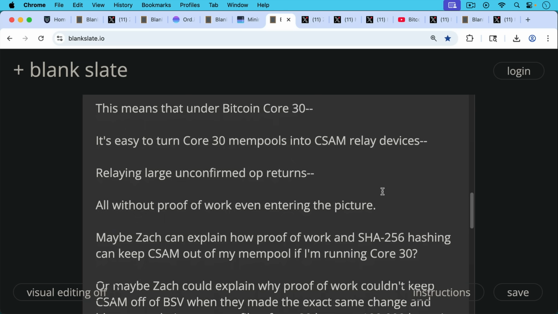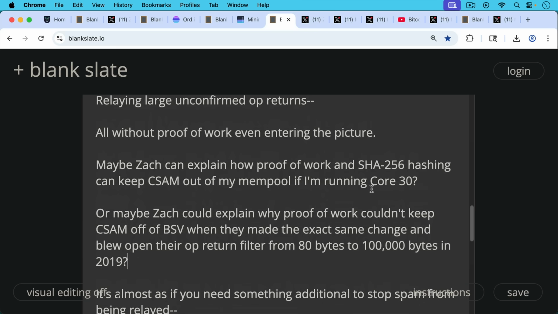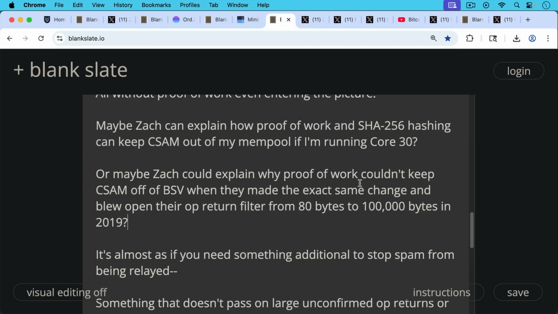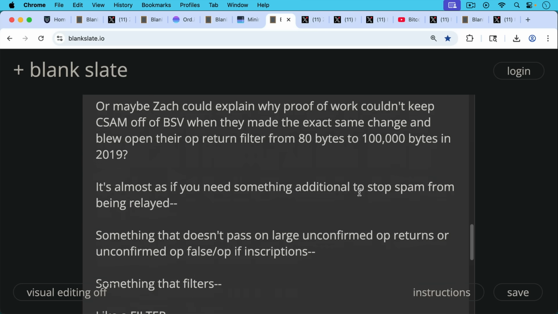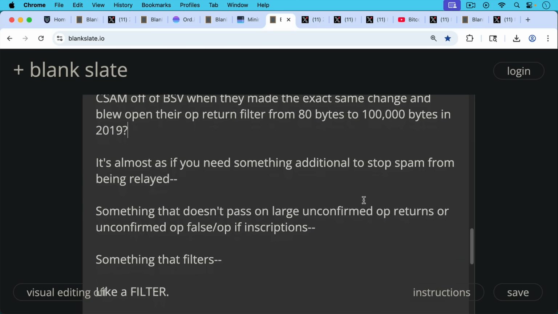So maybe Zach can explain how proof of work and SHA-256 hashing can keep CSAM out of my mempool if I'm running Core 30, which I certainly will not be. Or maybe Zach could explain why proof of work couldn't keep CSAM off of BSV when they made the exact same change and blew open their OP_RETURN filter from 80 bytes to 100,000 bytes in 2019. It's almost as if you need something additional to stop spam from being relayed, something additional to proof of work, something that doesn't pass on large unconfirmed OP_RETURNs or unconfirmed OP_FALSE OP_IF inscriptions, something that filters, almost something like a filter.